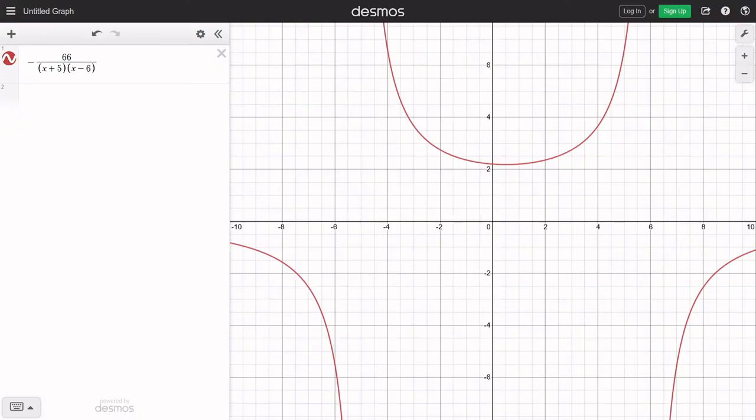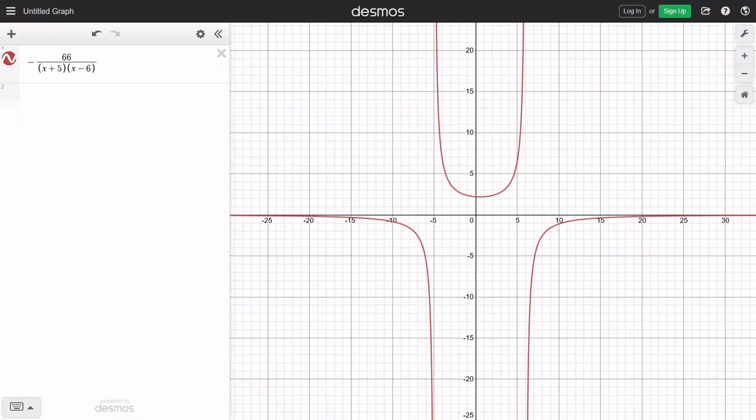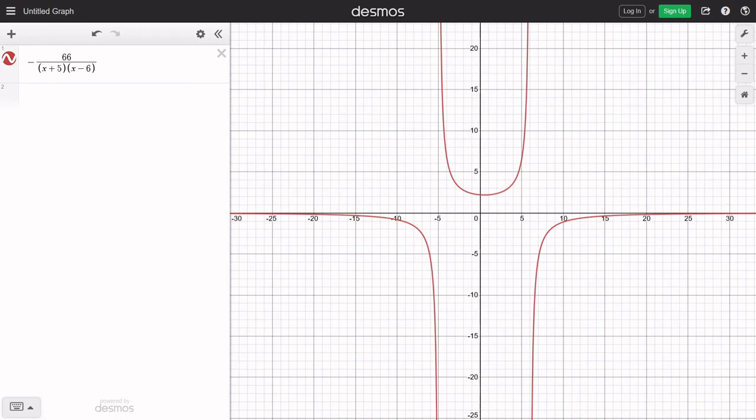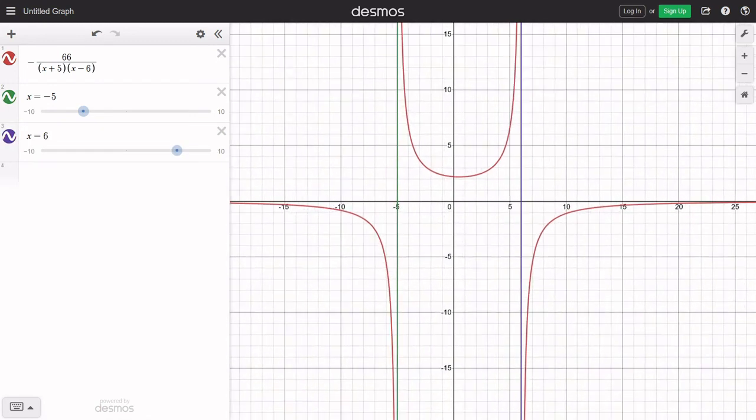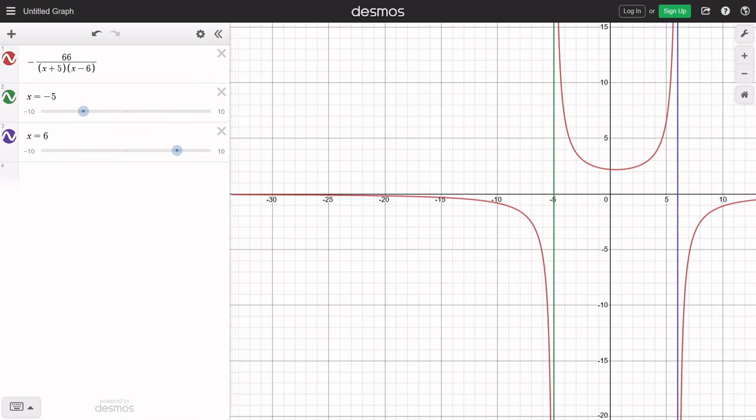All right, here is our function. If I zoom out a little bit, you can see a good depiction of what this graph looks like. We found that x equal to negative 5 and x equal to 6 were asymptotes. And you can see that is indeed where the function changes from negative to positive.